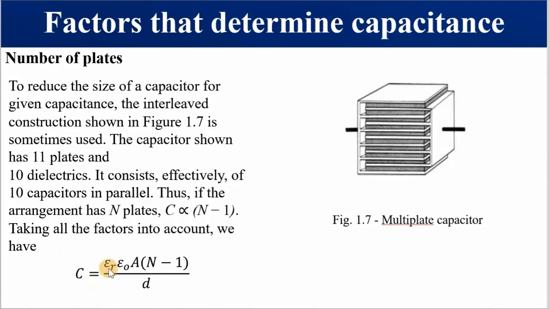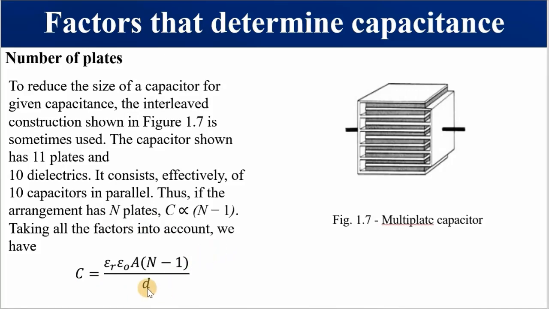And we are saying epsilon r times epsilon naught times the area of the plates multiplied by the number of the plates minus 1, divided by the distance between the plates, gives us the capacitance C. So you can easily summarize how each affects capacitance from that formula.